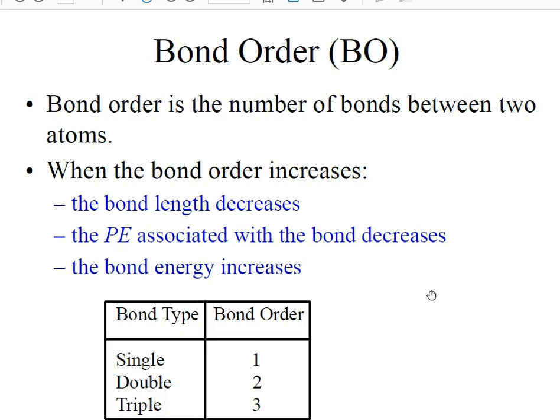As the bond order increases, so if it's a double bond, for example, that bond order of 2 is going to be a shorter bond than a bond order of 1. The potential energy associated with that bond is going to go down, and of course, that's going to be a stronger bond. So your bond energy goes up.